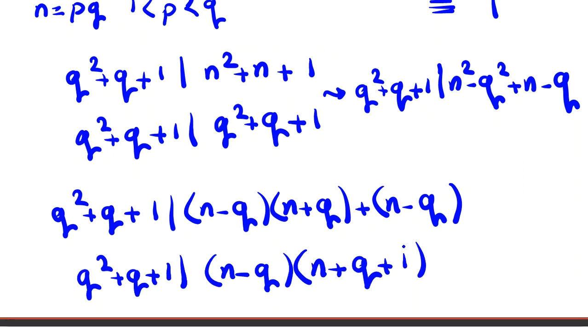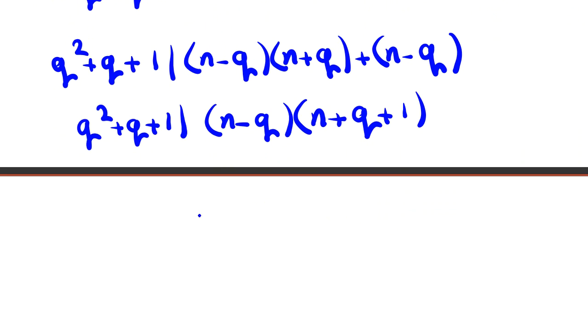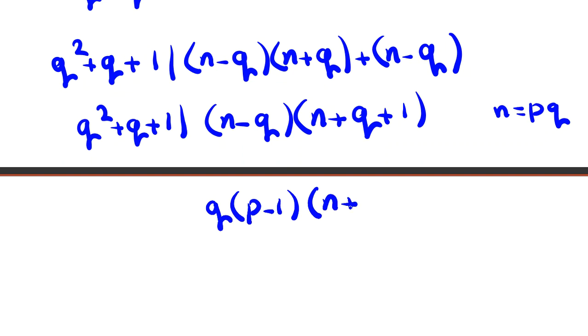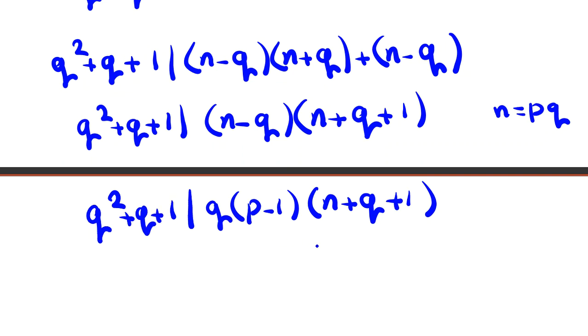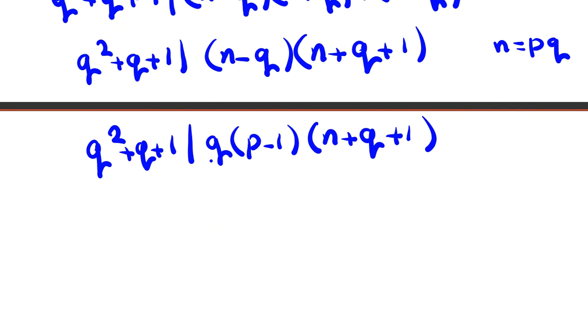And we know n is what? n is pq. So if we replace n with pq here, you can factor out q. If you replace, you can say q times p minus 1, and n plus q plus 1. q squared plus q plus 1 divides this. Now we can say what? q and q squared plus q plus 1 are coprime numbers. We can ignore q by Euclid's lemma.